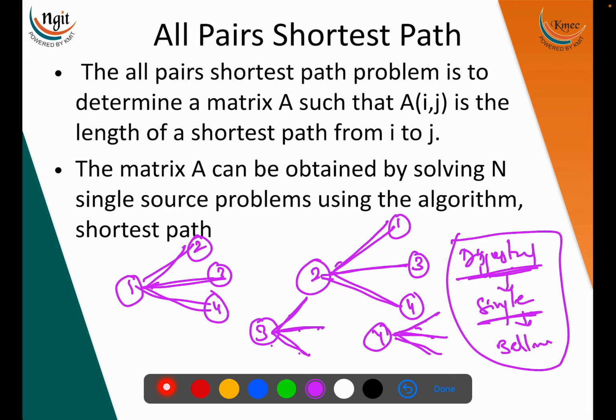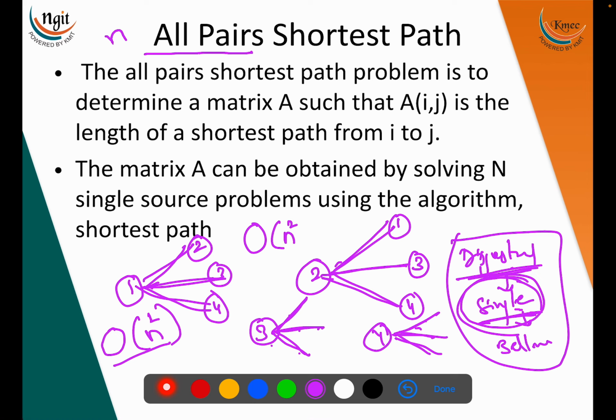For finding the single source shortest path, the time complexity we saw in the last example of the single source video is big O n square time. Big O n square time is required to calculate the shortest path from one single vertex. Now if I want to calculate it for all the vertices, assume there are n, then that would be big O of n square into n. So it is big O of n cube. So big O of n cube is the time complexity for this all pair shortest path problem.